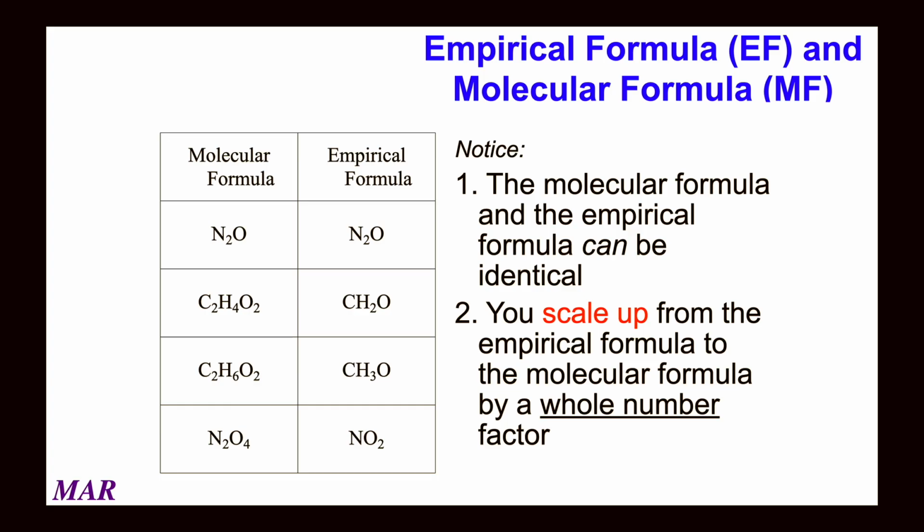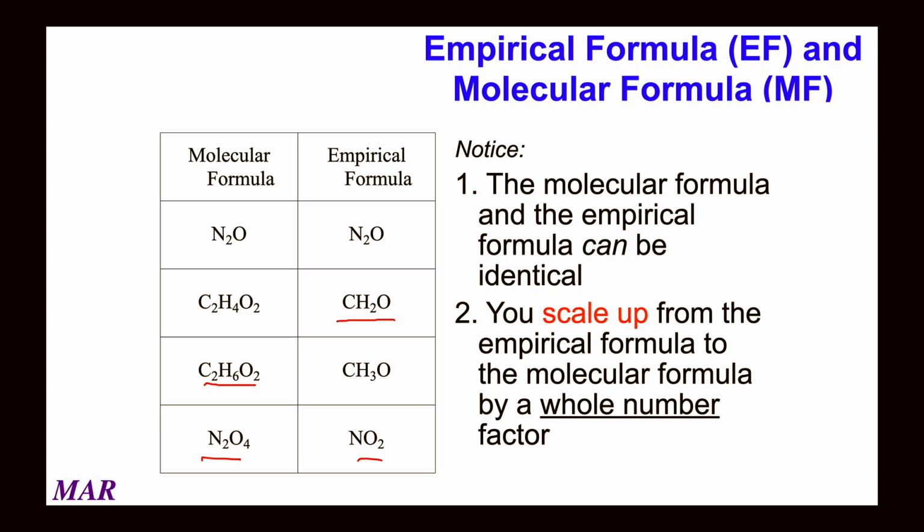N2O has the same empirical and molecular formula, but C2H4O2, if you divide all of those by 2, you're going to get CH2O. So this one has a different empirical formula than molecular formula. And you can see the next two you can break down to smaller ones. C2H6O2 becomes CH3O, and N2O4 becomes just NO2. So it's cool to know how to go from molecular formula to empirical formula, to see if they're any different.